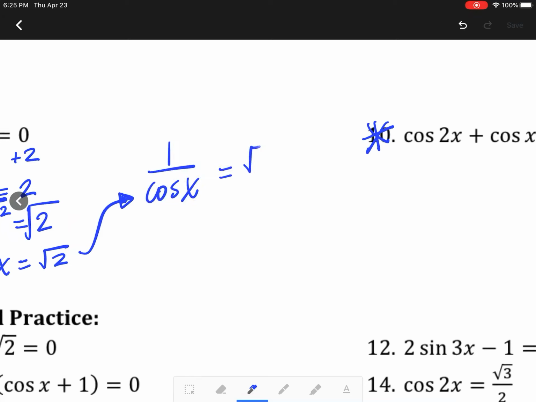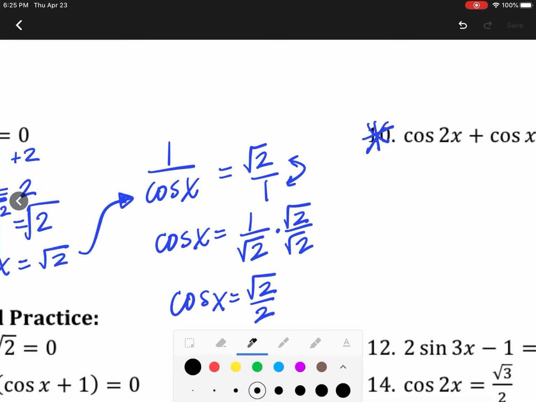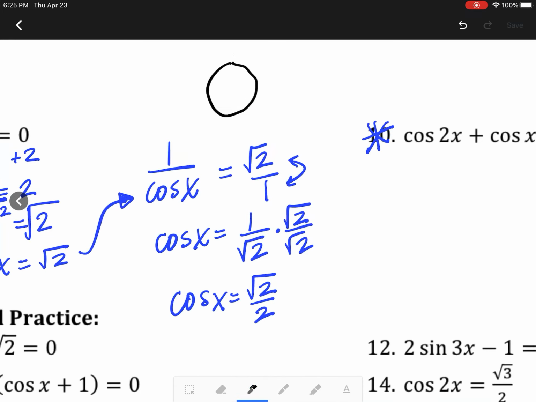1 over cosine x equals radical 2. But it doesn't help me having cosine in the denominator, so I'm just going to take the reciprocal of both sides, which means that I can flip the fraction upside down on both sides. So now I have cosine x equals 1 over radical 2. And if we rationalize that, radical 2 over radical 2, we find out that this is actually square root of 2 over 2. And now I can go back to my unit circle and say, well, where is the cosine radical 2 over 2?